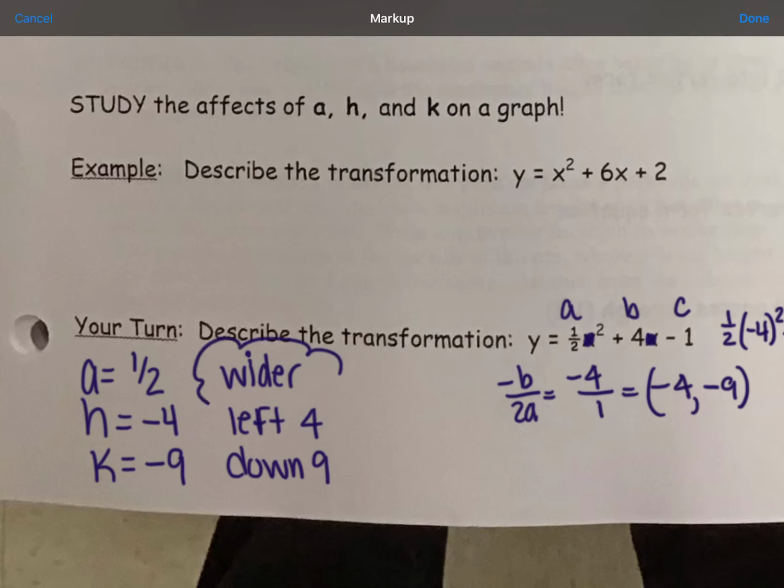And so if I graph those, I could compare, but you don't have to graph them to compare it with the parent graph, because that is what would happen. Your graph would get wider. It would shift to the left 4 and down 9. Pretty simple. You just have to remember a, h, and k. A is staring at you in the equation. H and k you have to do a little bit of work to find.